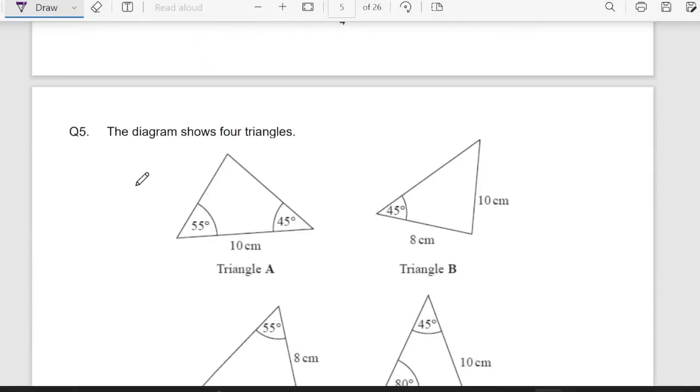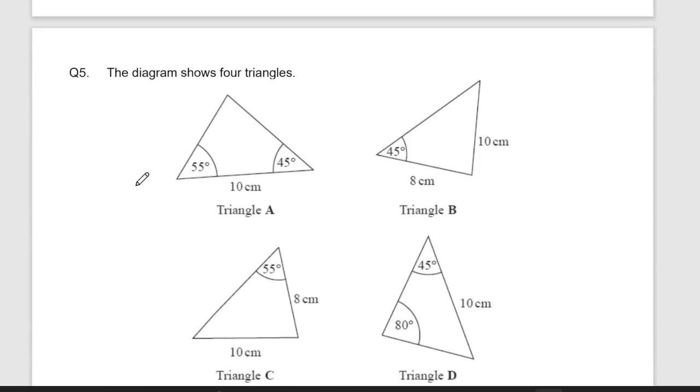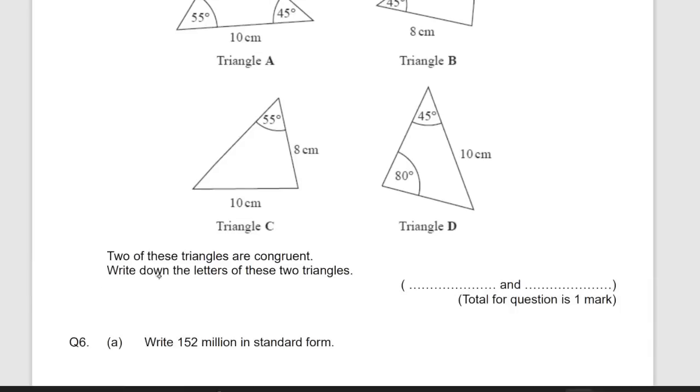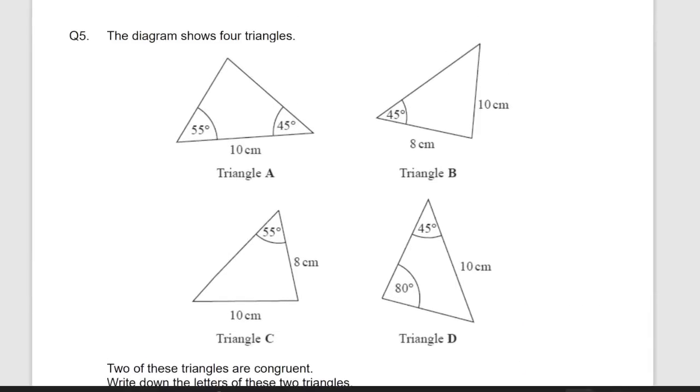Okay, and question 5 then. This diagram shows 4 triangles, so we've got the 4 triangles. 2 of these triangles are congruent. Write down the letters of the 2 triangles. This one's not a particularly obvious one. What I'm going to do is add information. So if I added that 55 plus 45 is 100, so that must be an 80-degree angle, which means I can also fill in the angle here as 55. It gives me a bit of a hint.